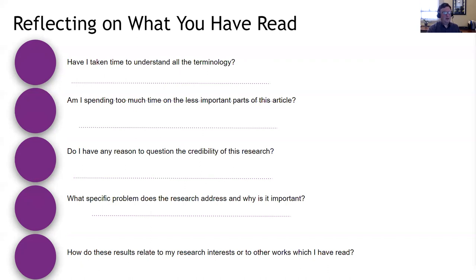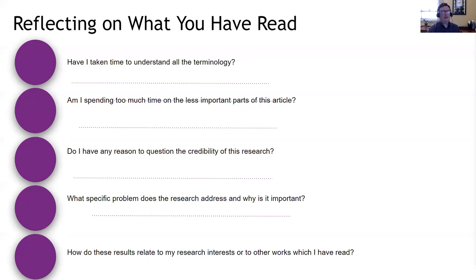If you're reading the whole article, that's fine. But if you're spending a lot of time on the methodology, but that's really not pertinent to your research question, you can probably move on. It's that whole adage, work smarter, not harder. It's what do you really need from the article?